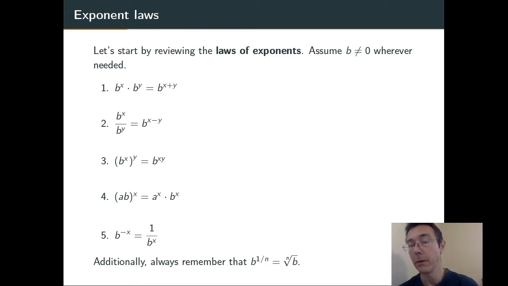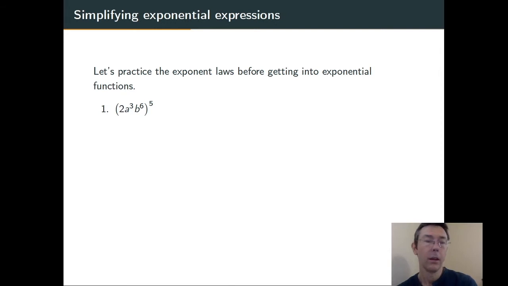One other thing to bear in mind is if you have a fractional exponent, it's talking about a root. So b to the 1 over n is the nth root of b. Let's do a couple of practice problems with those.